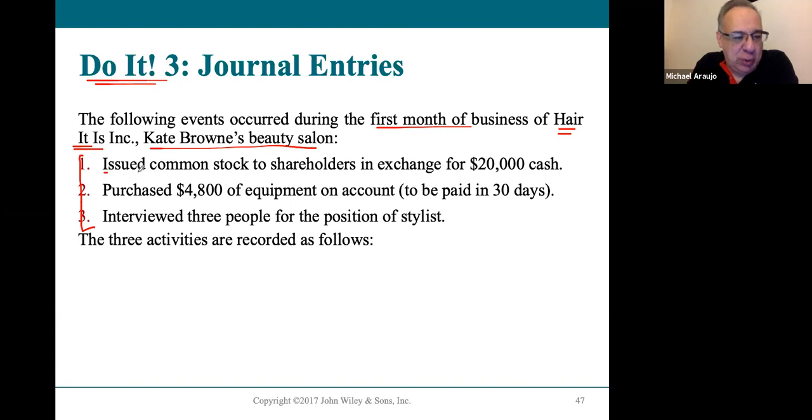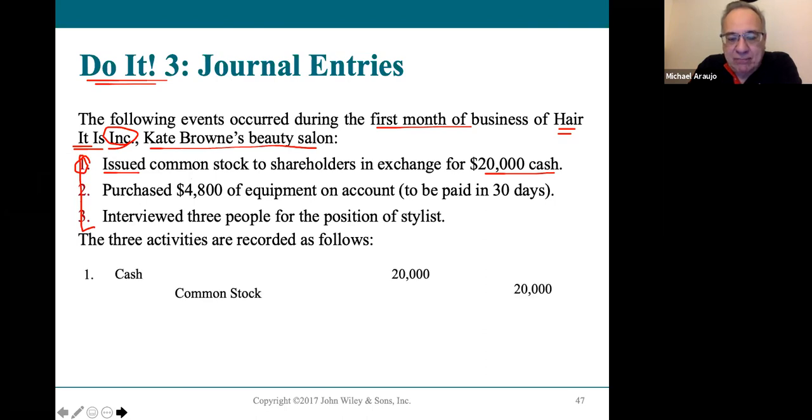The very first one is issued common stock. When we issue, we sell shares of stock to stockholders in exchange for cash, $20,000. Well, this is a corporation. This is how corporations start. You saw that with Sierra Corporation. There's always cash for common stock, always. So we've seen this before. We have more cash, we have more common stock, and then we apply our debit and credit analysis and write it in the journal.